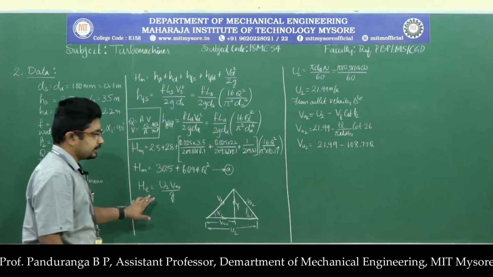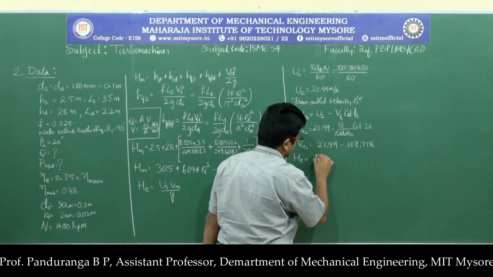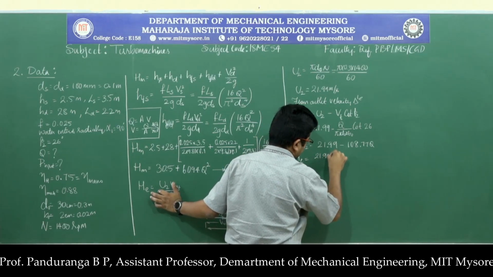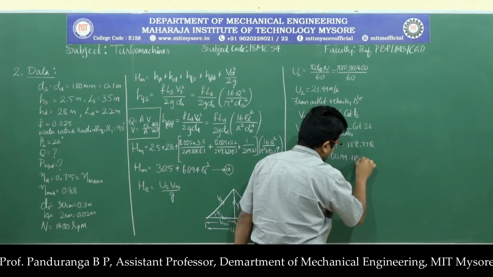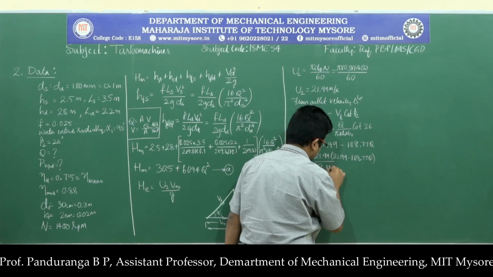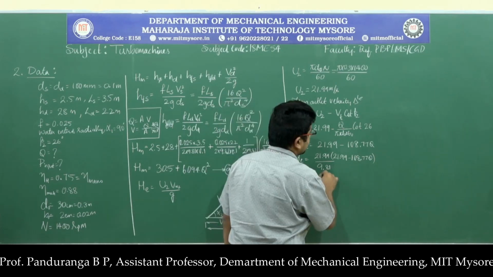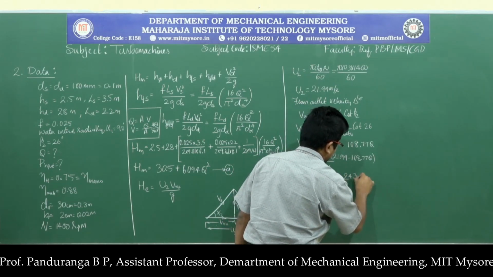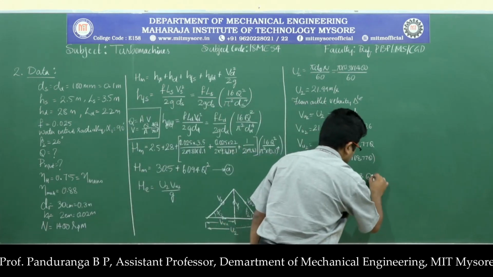Now I'll substitute that here to find out the Euler's head. So He will be equal to U2. U2 is 21.99 multiplied by Vu2 is 21.99 minus 108.77 Q divided by 9.81. So when we simplify this, He, we get it as 49.29 minus 243.8 times of Q. I call this as equation B.